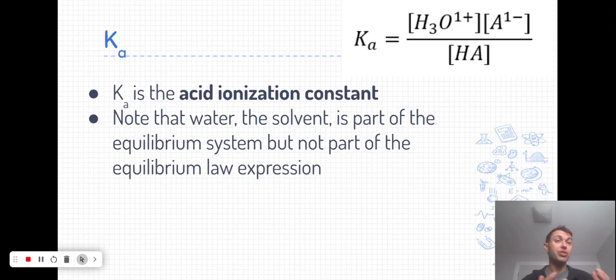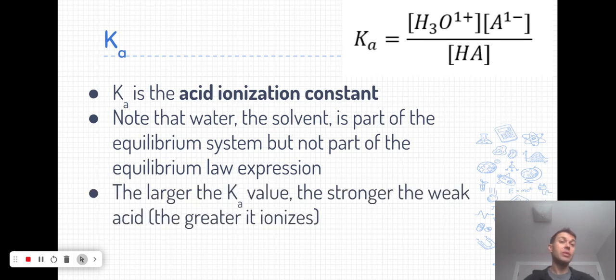We've already looked at heterogeneous equilibrium when we've considered solubility equilibrium, and we know that water, being a pure substance and as the solvent, is required in the equilibrium system, but is not part of the equilibrium law expression. It's always important to think about what the value of that Ka means, not mathematically necessarily, but in terms of this real physical system. In this case, the size or the magnitude of that Ka value is going to tell us about the extent at which that weak acid ionizes.